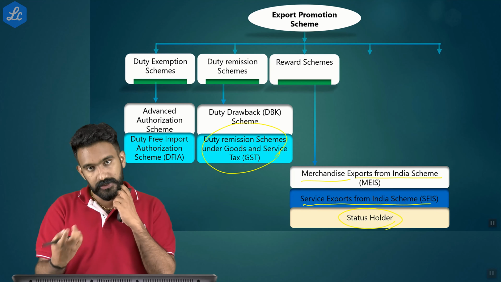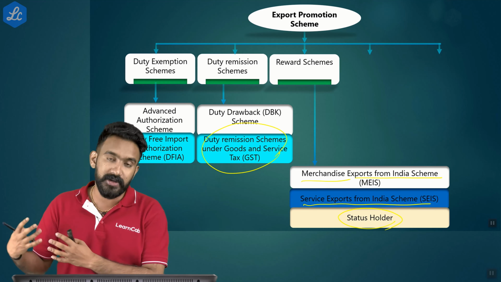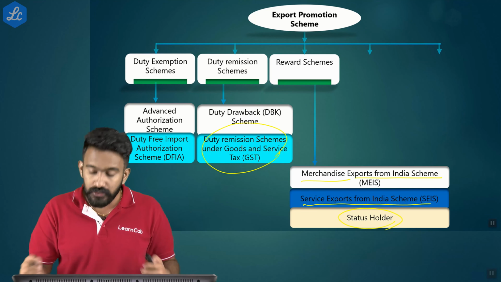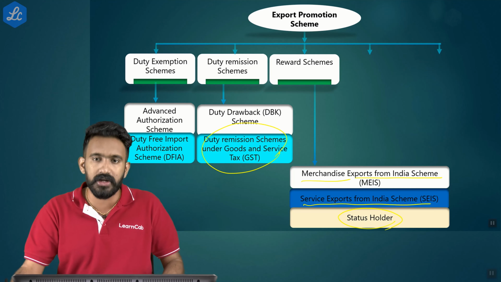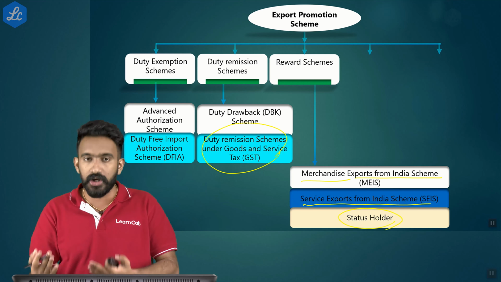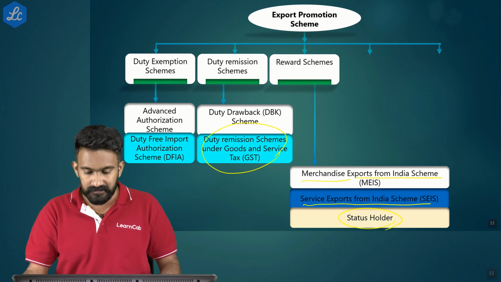And these are all transferable when it comes to MEIS and Service Exports from India schemes. These are all transferable, so it's as good as cash. Now, status holders are a set of people who are given privileged exports because they are contributing a lot to our economy's exports.